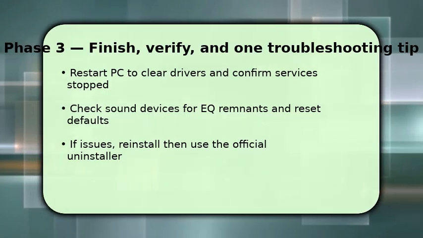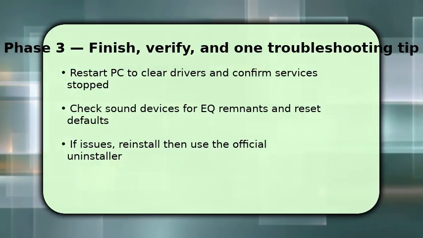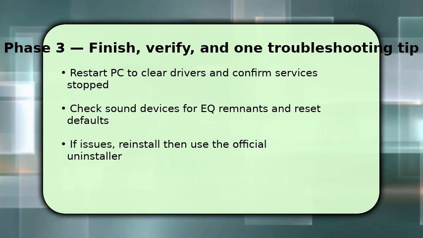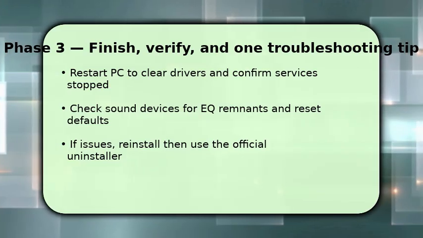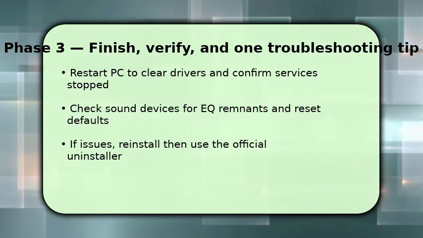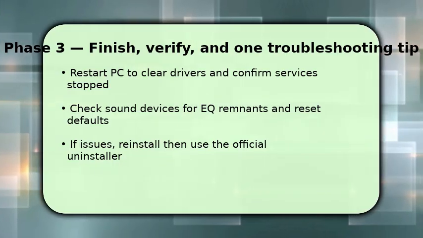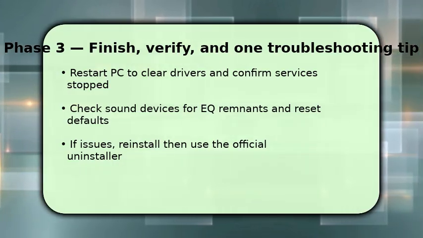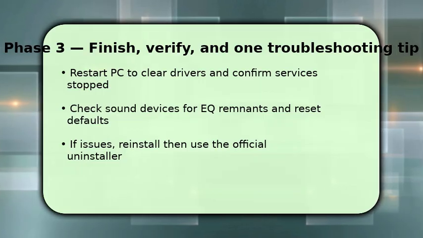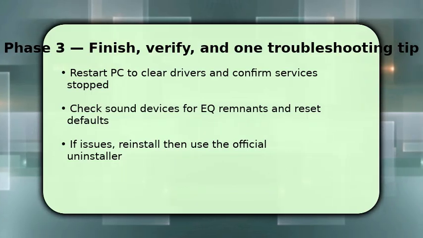After reboot, open sound settings and confirm your playback devices have default processing, remove any remaining Equalizer APO entries, and reset enhancements to default. If audio behaves oddly, reinstall Equalizer APO and then use the official uninstaller immediately to ensure a clean removal. One key troubleshooting tip: if Windows still shows the driver, reinstalling, then uninstalling with administrative rights usually clears stubborn registry and driver traces.